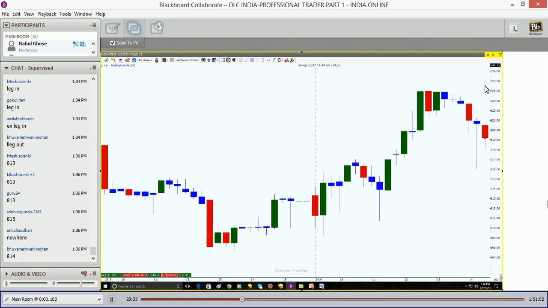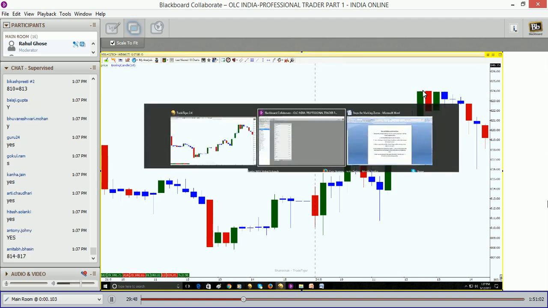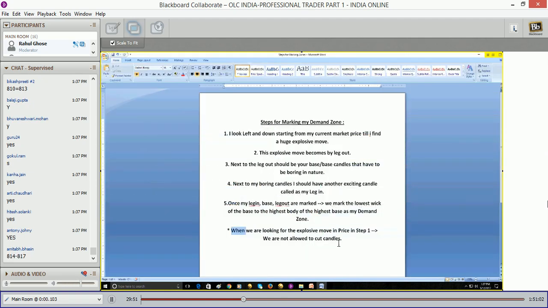815, 810. Would you all agree there is a big explosive move over here? Yes or no? Now this explosive move, what is the caveat I had put here while marking my zones? The caveat is that when we are looking for the explosive move in step 1, we are not allowed to cut candles. I repeat, we are not allowed to cut candles.